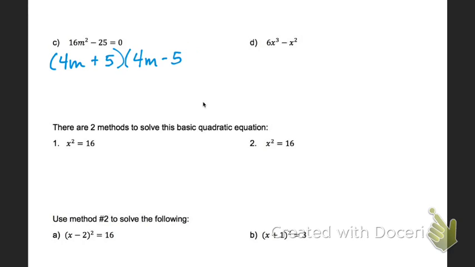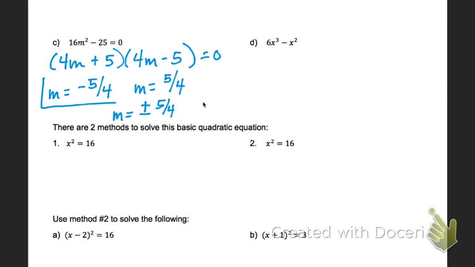4m minus 5. Then you set them both equal to 0. So m equals positive 5 over 4 or negative 5 over 4. Perfect, positive and negative 5 over 4. You could also write it like this, plus or minus 5 over 4. Either one. If you want to feel fancy, you can do the plus or minus.